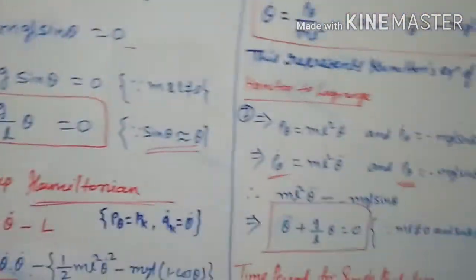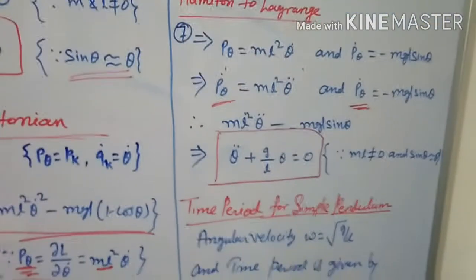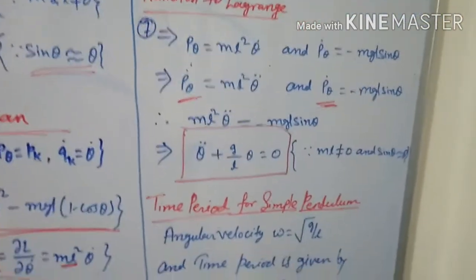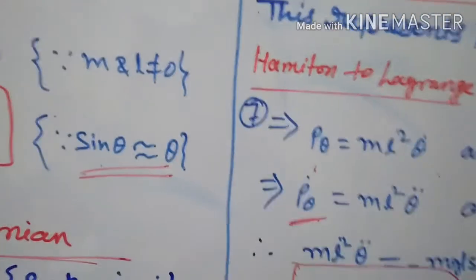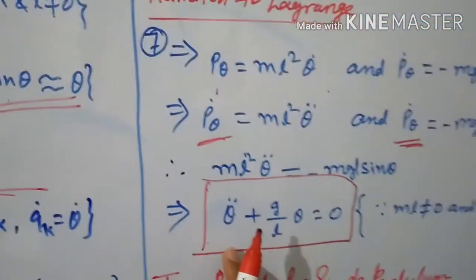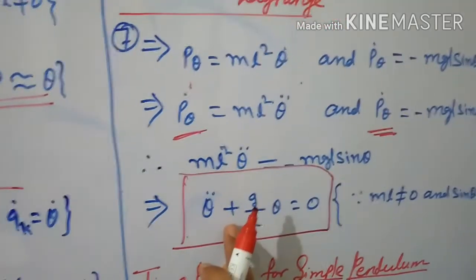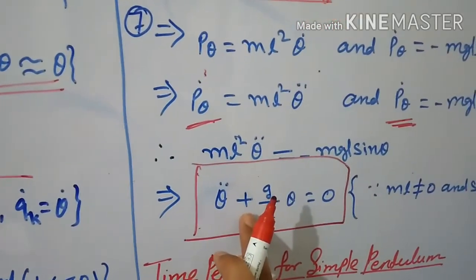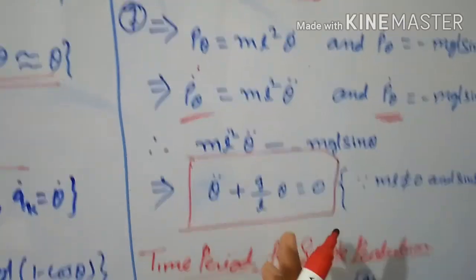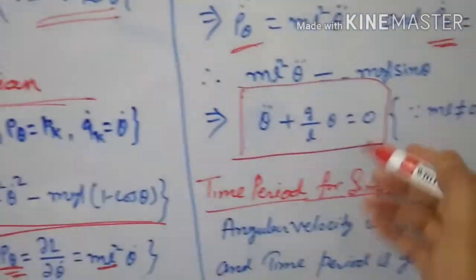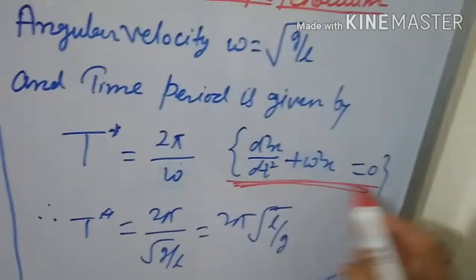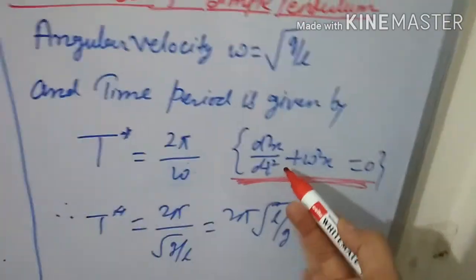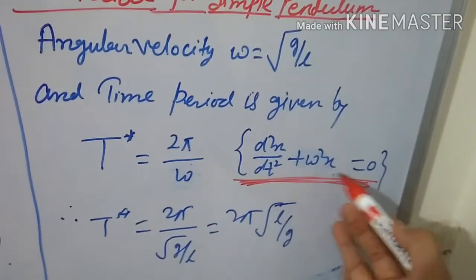Now, if another question is given to calculate the time period for simple pendulum, here this form is the standard form for simple pendulum. Since we know that it is given by simple harmonic motion, we have d2x upon dt square plus omega square x is equal to 0.